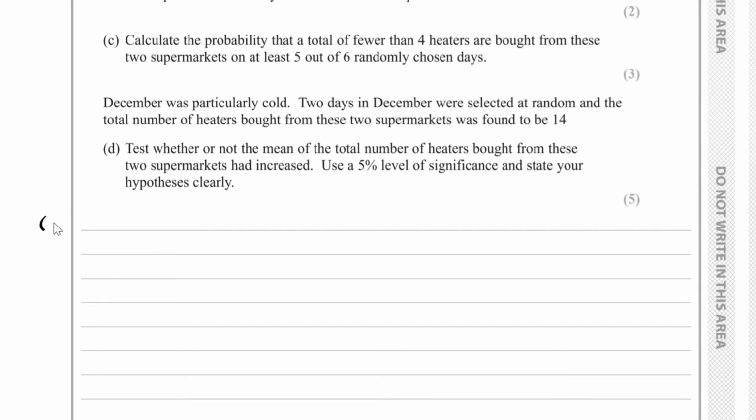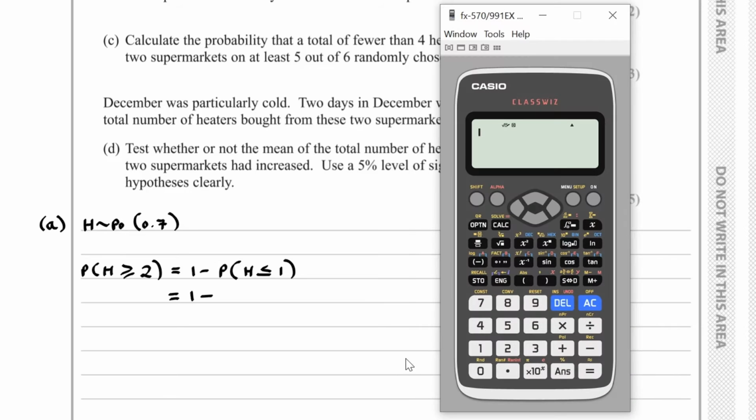So for part A, quite straightforward. We have H which follows a Poisson distribution with mean 0.7. And we're looking at the probability that H is greater or equal to 2. So this is equal to 1 minus the probability that H is less than or equal to 1. So we have 1 minus, now we can find out what this value is over here by using the distribution section. Poisson cumulative with variable x is equal to 1 and lambda that's equal to 0.7.